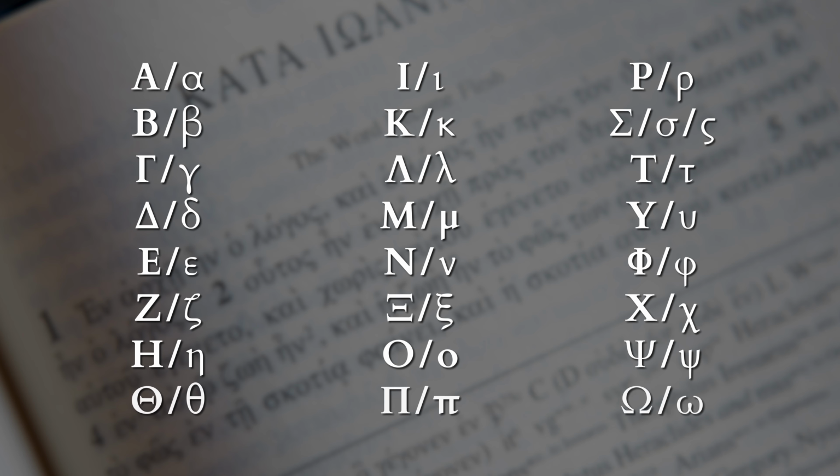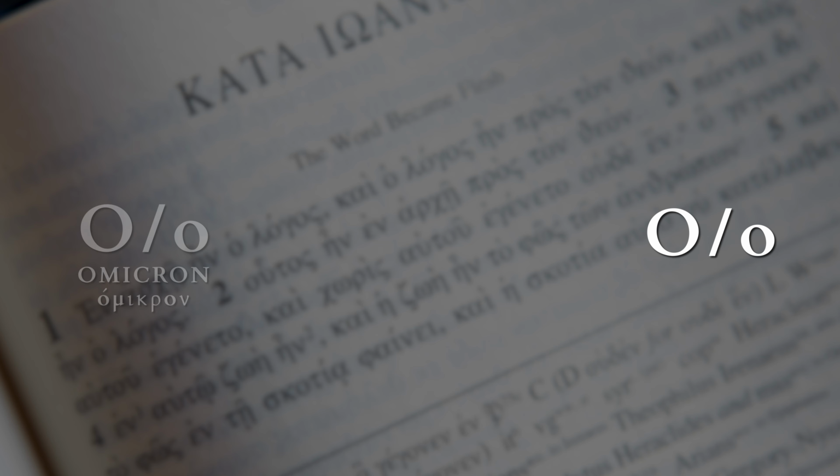Finally, we have arrived at the end of the 24 letters of the Greek alphabet. The last letter is one you'll already be familiar with if you have spent some time in your Bible, Omega. You'll recall that Greek has two letters that equivocate to the English letter O. You have already studied the first, Omicron, in the previous video.